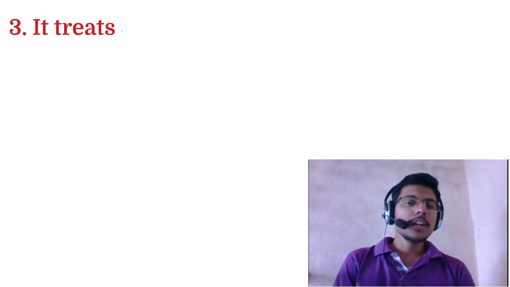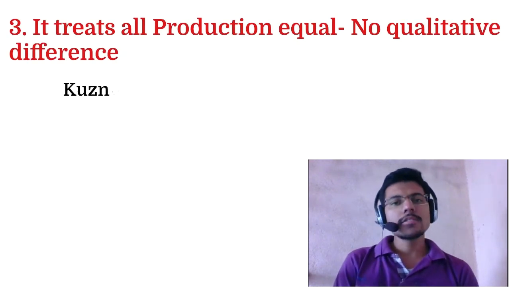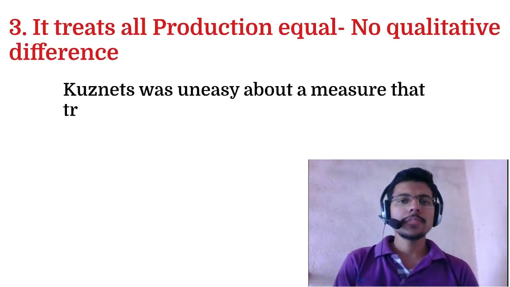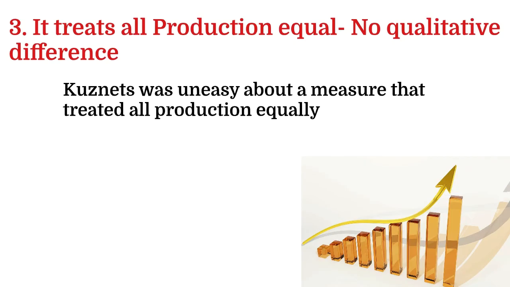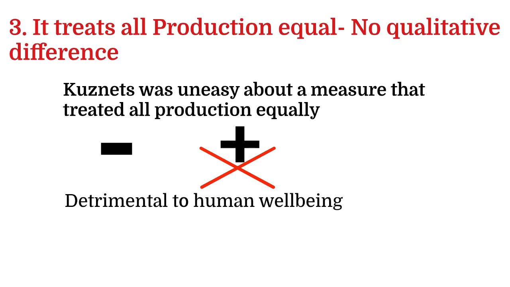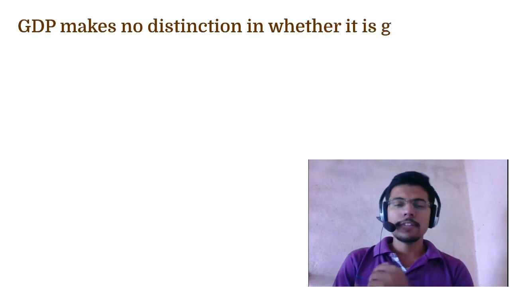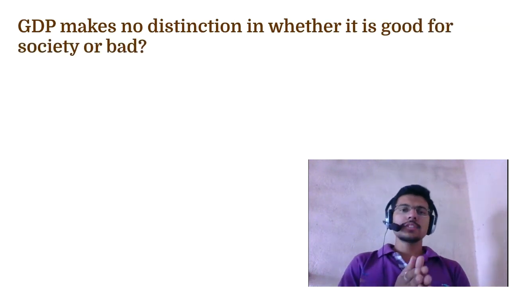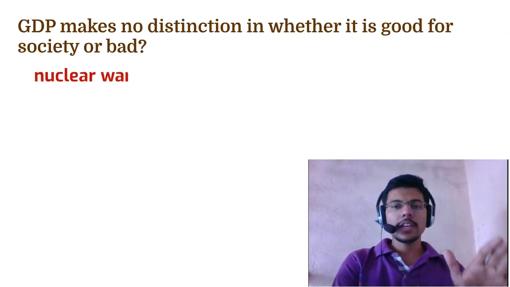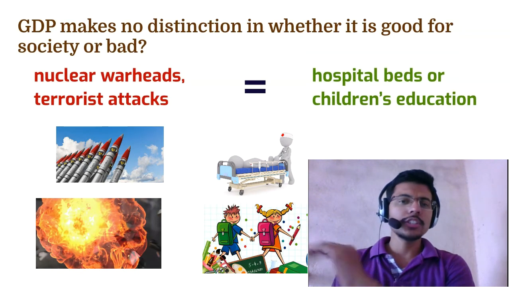Third, it treats all production equal. There is no qualitative difference. Kuznets was uneasy about a measure that treated all production equally. He wanted to subtract rather than add things he considered detrimental to human well-being, such as arms, financial speculation and advertising. GDP makes no distinction in whether it is good or bad for society. From the perspective of GDP, nuclear warheads and terrorist attacks will do just as well as hospital beds and education for children.